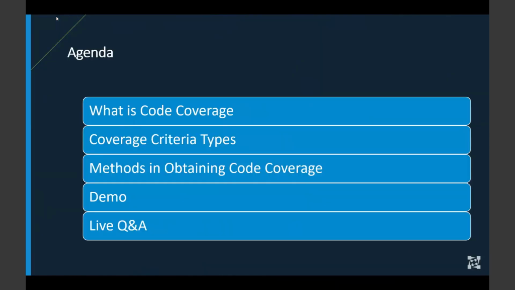the agenda. On the agenda, I'm going to start by putting code coverage in context and provide a quick introduction to what is code coverage. Then I'm going to touch on the requirements and nuances of standards compliance for code coverage, including the different criteria or types by which coverage is measured. I'll then follow it up by various methods and practices used in obtaining code coverage.